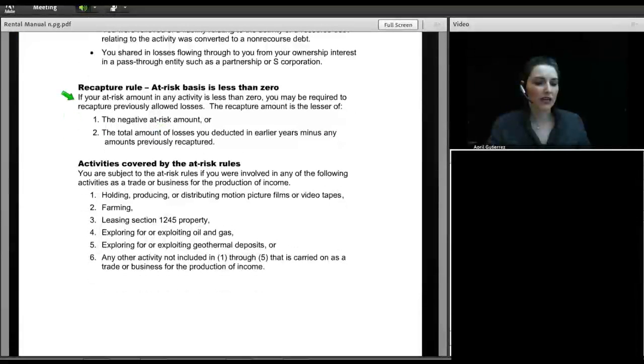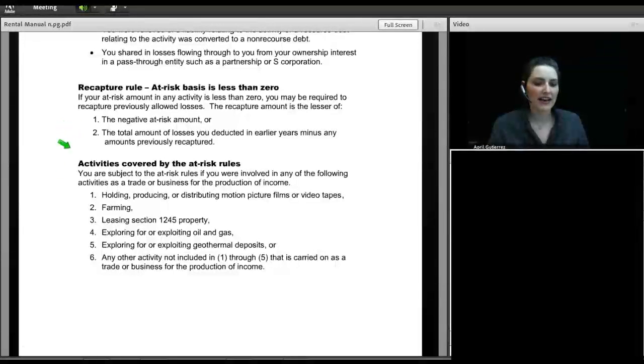So let's look at this recapture rule. If your at-risk amount in an activity is less than 0, which is not allowed, you may be required to recapture previously allowed losses. The recapture amount is the lesser of the negative at-risk amount or the total amount of losses you deducted in earlier years minus any amounts previously recaptured.